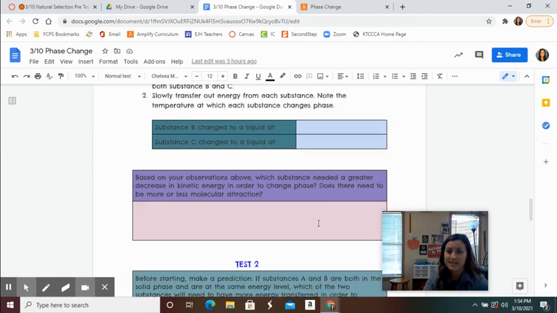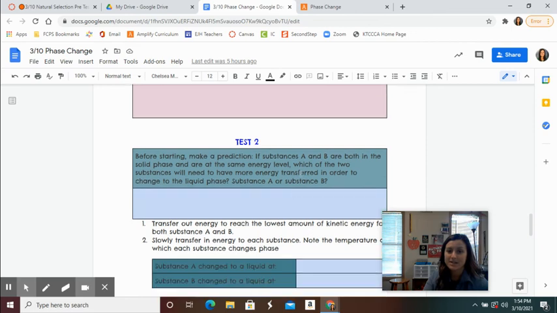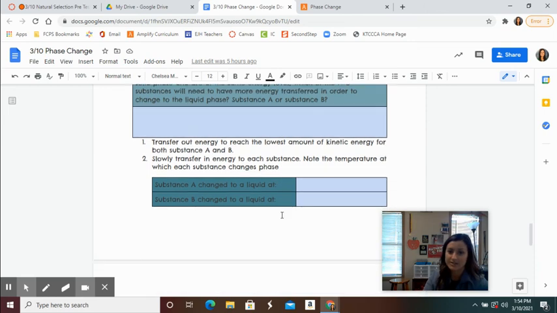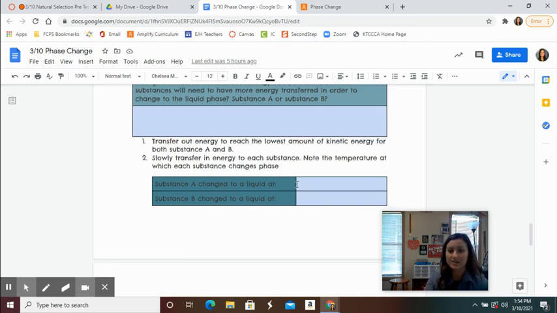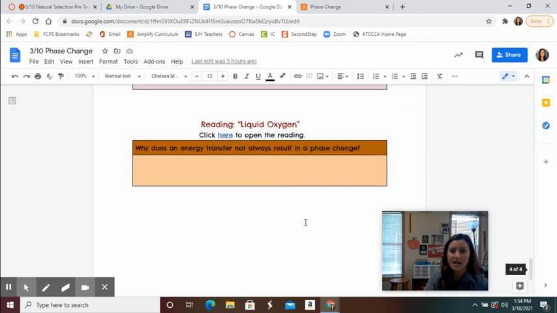You're going to do the same thing for test 2, but you're going to look at A and B, and now they're both solids, and you're going to see what's going to be needed to change them to a liquid. And so you'll do the same thing, but you're going to start with having the lowest amount of energy. So you'll minus all the way to the bottom, and then you'll add in energy to see when it goes from a solid to a liquid. And then there is a reading, and that's that.